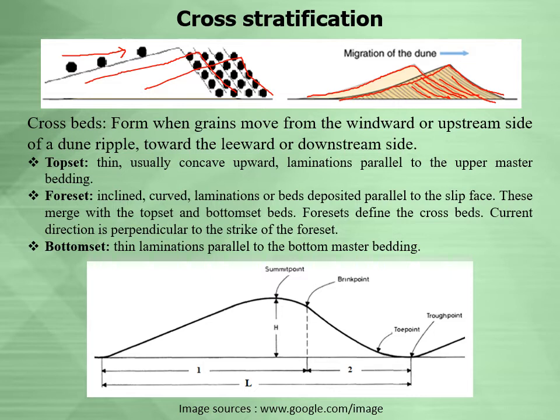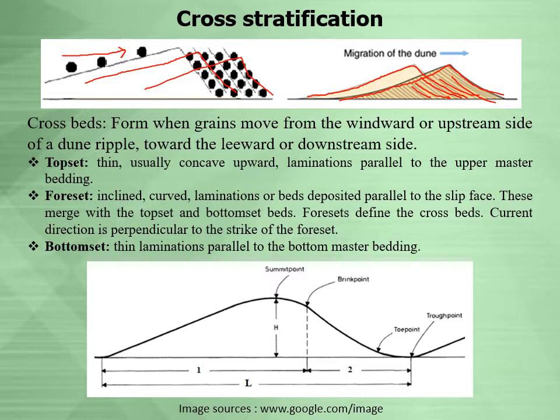But when you are not able to identify the ripple mark or dune in the rock record, but you find these inclined laminae within a rock layer, then only we call them cross bedding. I'll show the picture in later slides.